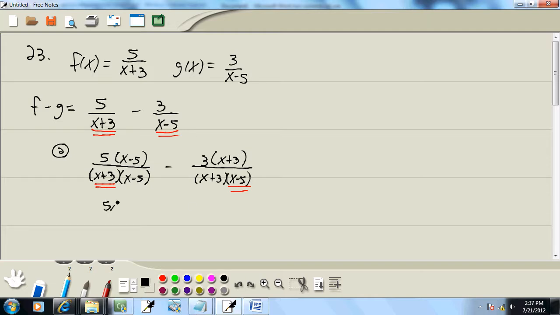Well, 5 times x is 5x. 5 times negative 5 is negative 25 over our denominator. And 3 times x is 3x. 3 times 3 is 9 over our denominator.